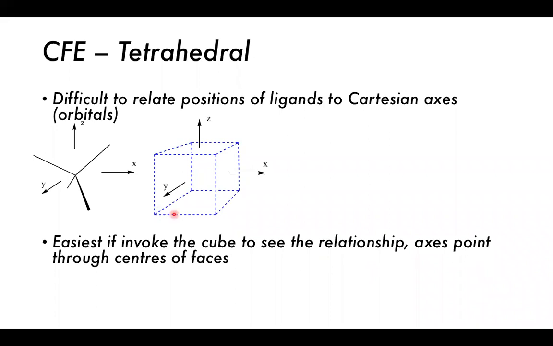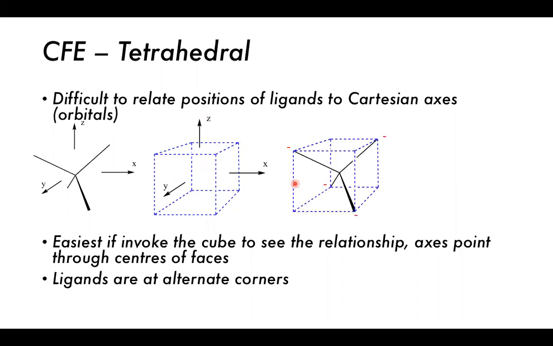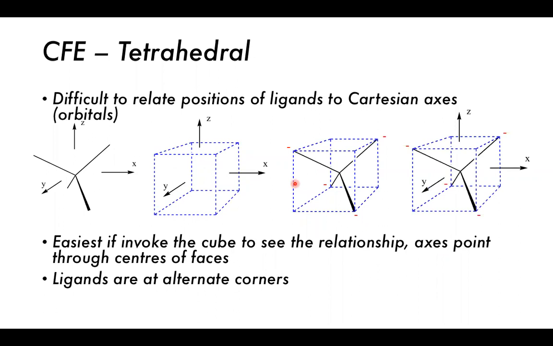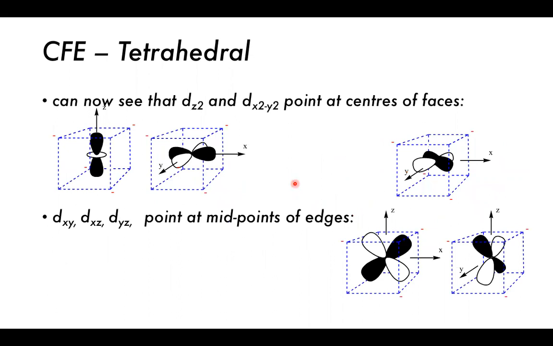So it's easiest if you invoke the cube relationship. So you put the ligands on the corners of the cube, and then the axes point through the faces, and then you can see where the ligands are at alternate corners, and then put back in the axes, and you'll be able to see where the most overlap with the orbitals will be, and therefore where the greatest repulsion will be.